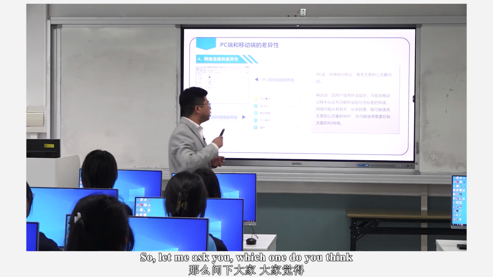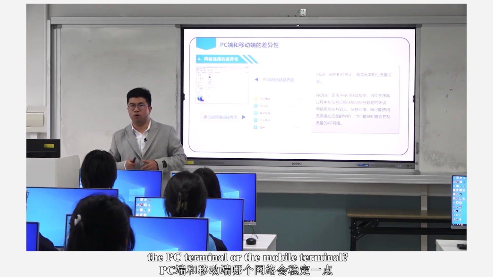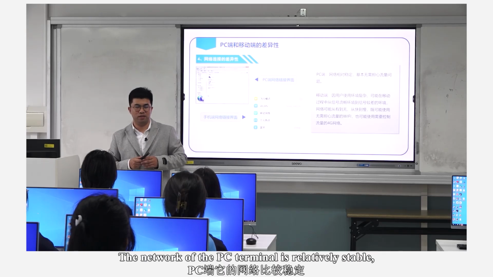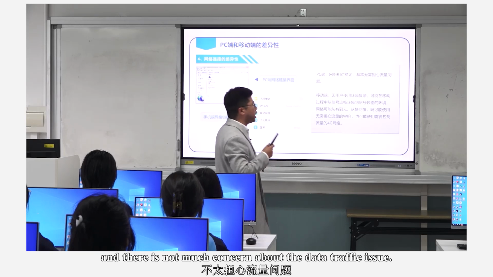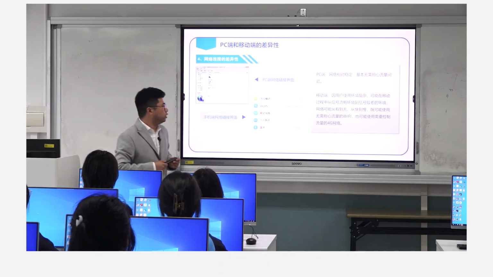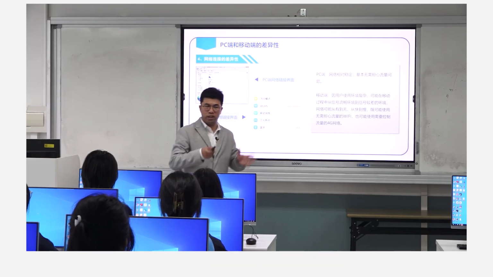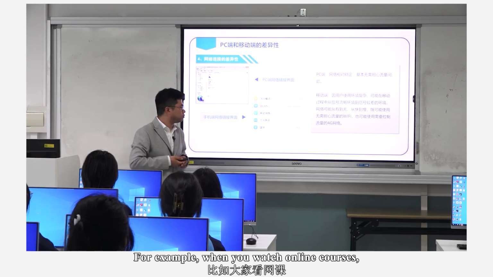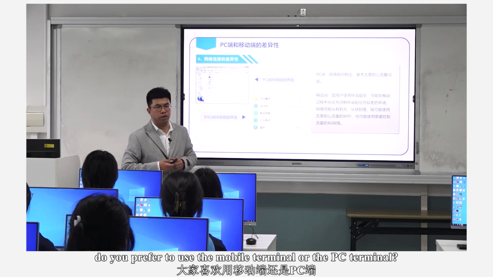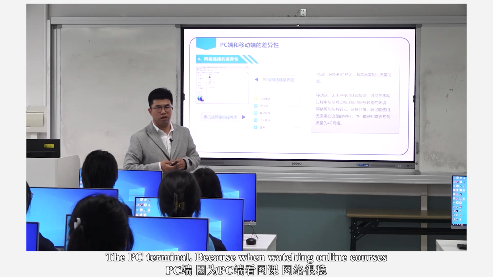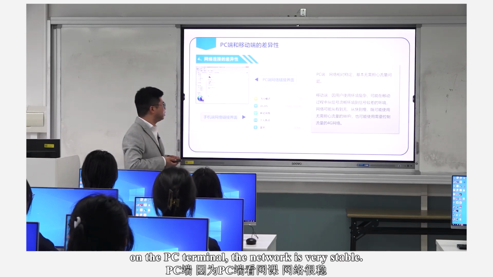So, let me ask you, which one do you think has a more stable network, the PC terminal or the mobile terminal? The network of the PC terminal is relatively stable, and there is not much concern about the data traffic issue. However, the mobile terminal may be affected by the network environment. For example, when you watch online courses, do you prefer to use the mobile terminal or the PC terminal? The PC terminal. Because when watching online courses on the PC terminal, the network is very stable.